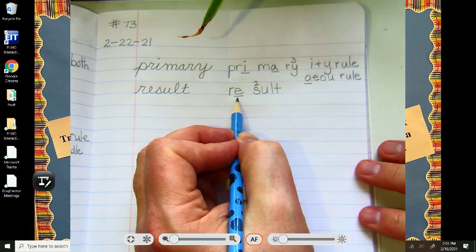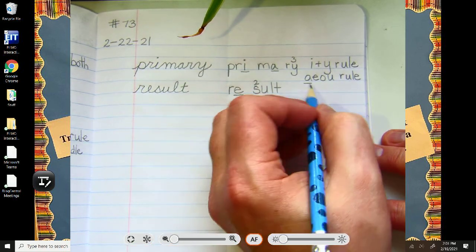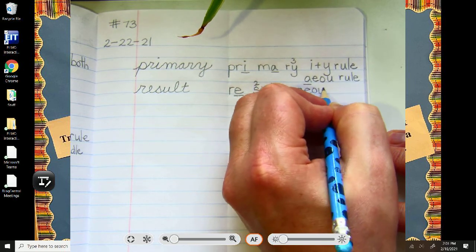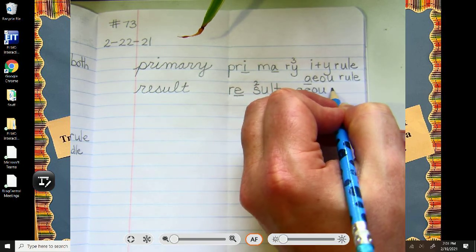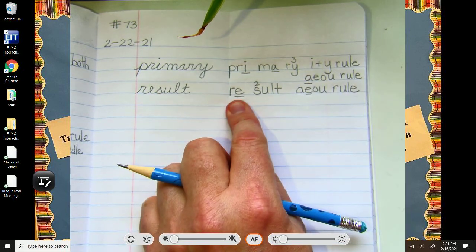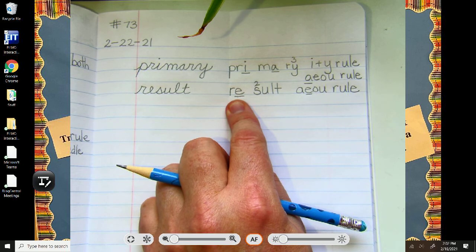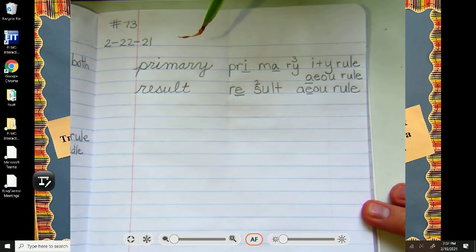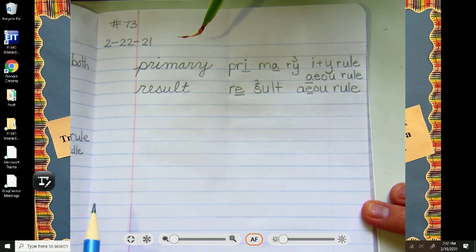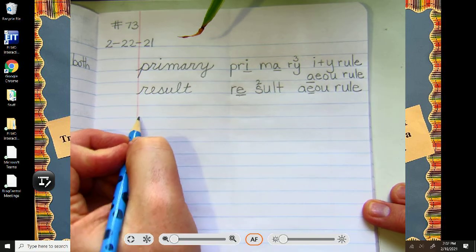And I bet you already figured out the rule that we are going to write. We have an E saying its name sound at the end of that first syllable. So again, the A-E-O-U rule. Here we go. Ready? A, E, O, and U usually say A, E, O, and U at the end of a syllable. Result. We're finished with that word. So the result is to move to the next word.